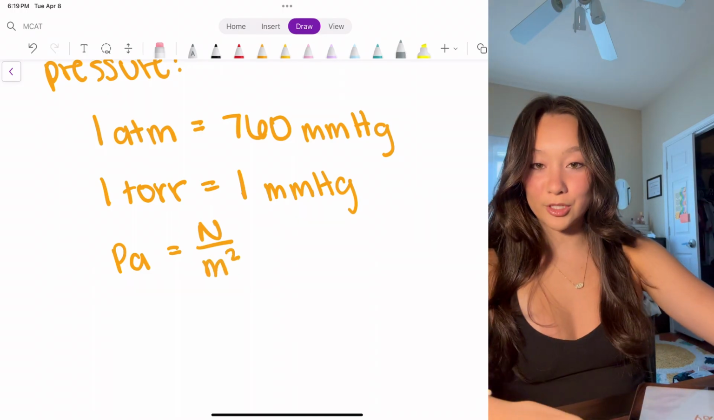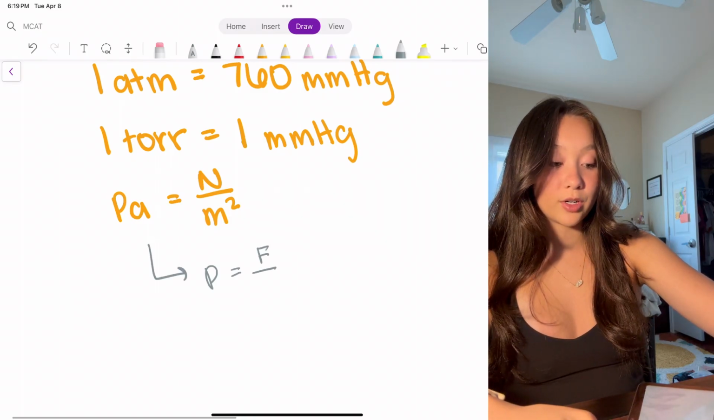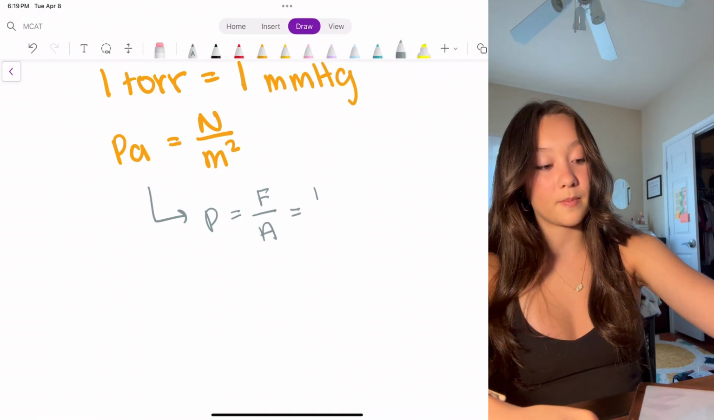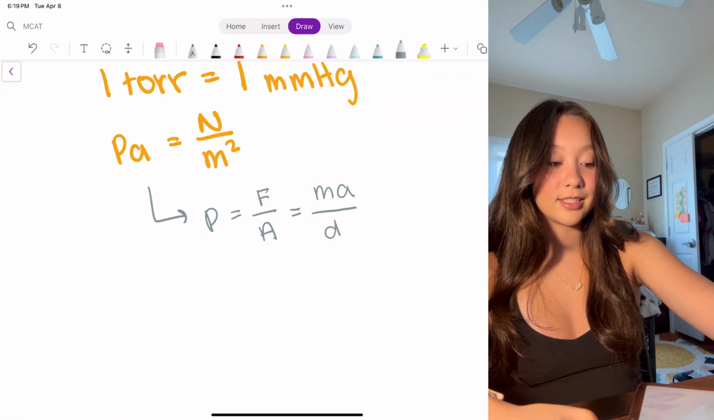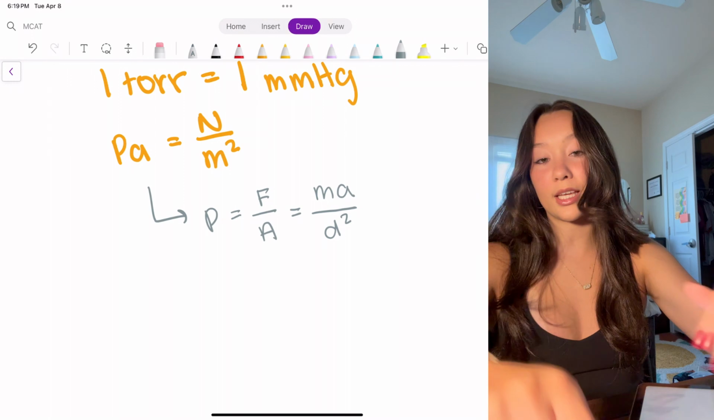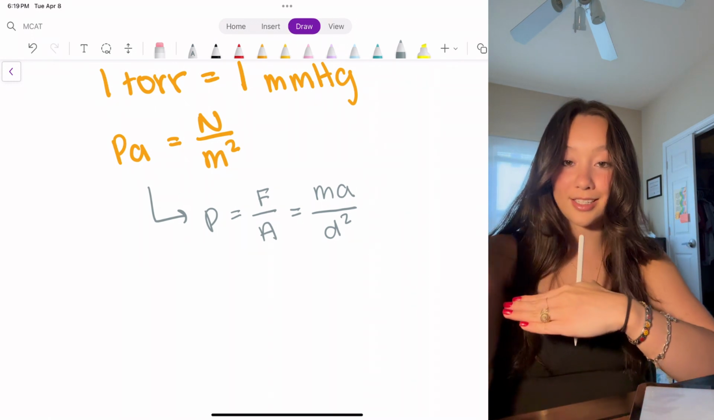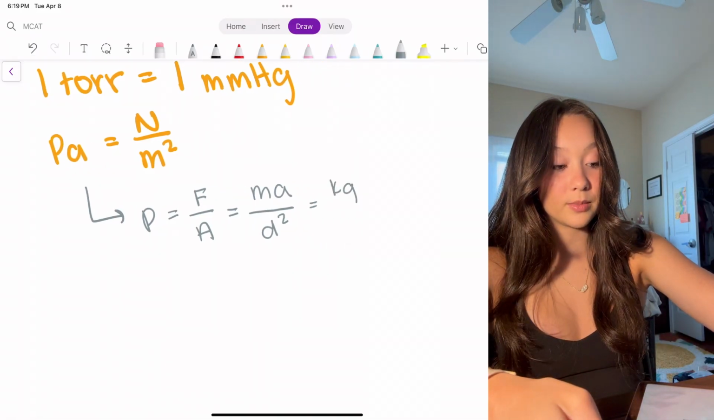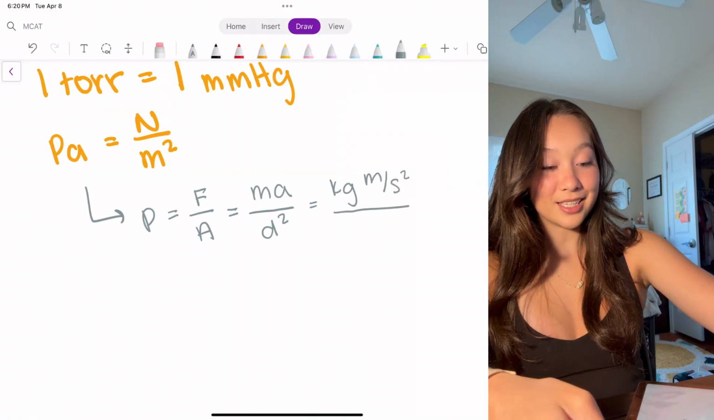And let's think about this one a little bit more. We know the formula for pressure is force over area. If we want to figure out the units for that, we know force is the same as mass times acceleration, and area is the same as distance squared. By distance, I just mean some sort of side length x. Area is length times width, so you're going to get a distance and square it. And so the units for that would be kilograms for mass, and acceleration would be meters per second squared. Distance, we're going to use meters again, meters squared.